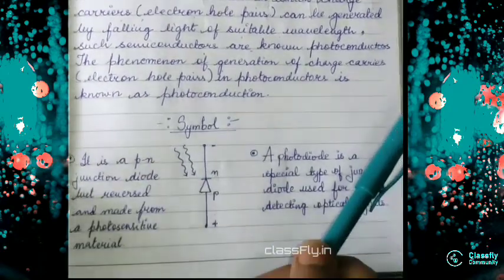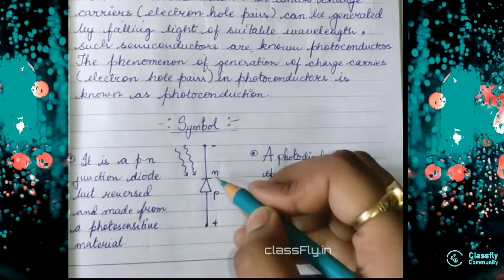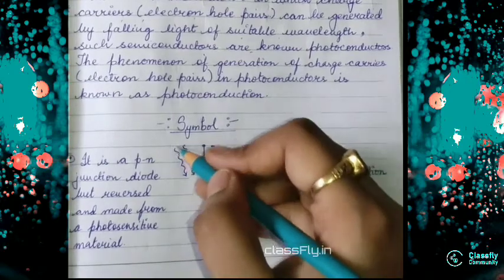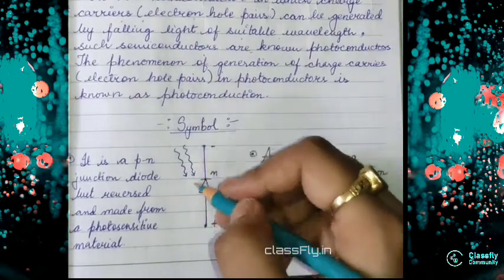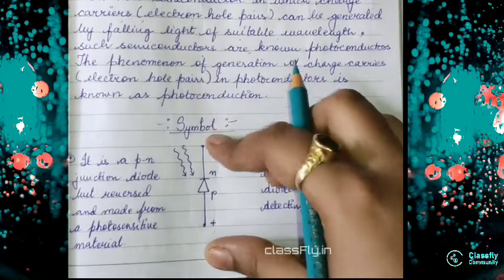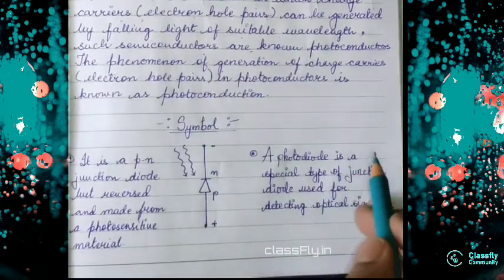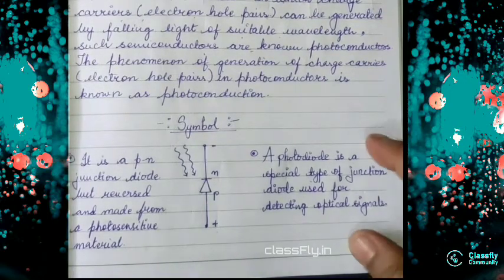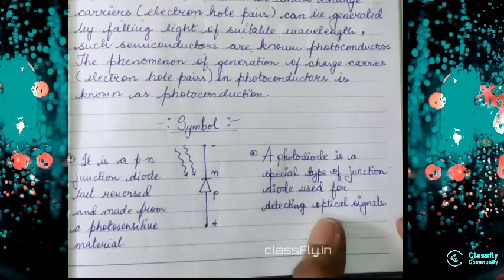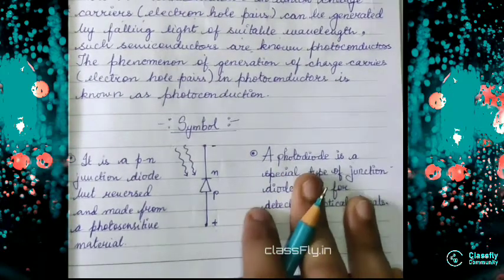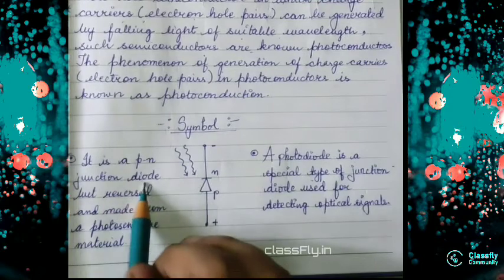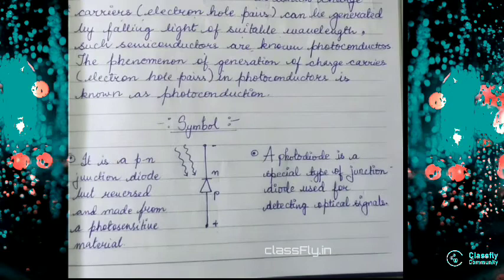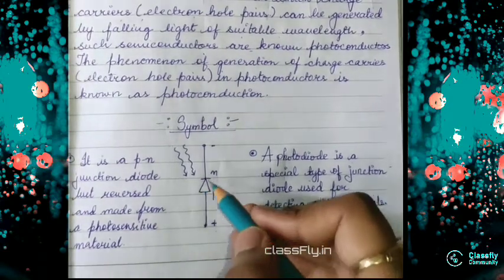Now see the symbol of this photodiode. It is basically a simple PN junction diode with two terminals, positive and negative, but the difference is that there is a light arrow given here, which says that this is a photodiode. A photodiode is basically a special type of junction diode used for detecting optical signals. The speciality of this photodiode is that it is a PN junction diode, but reverse biased, and made from a very photosensitive material.